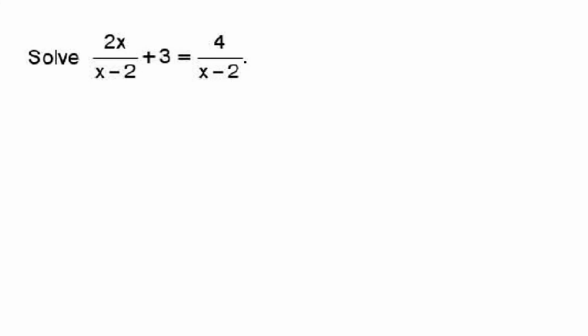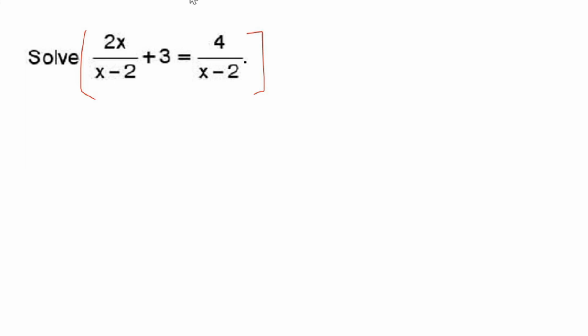Okay, for this example, we have 2x over x minus 2 plus 3 equals 4 over x minus 2. We are going to eliminate first the denominator. If we have this kind of example, always eliminate first the denominator by multiplying its LCD. So the LCD there, or the least common denominator, is x minus 2. Then I'm going to multiply the entire equation by x minus 2.